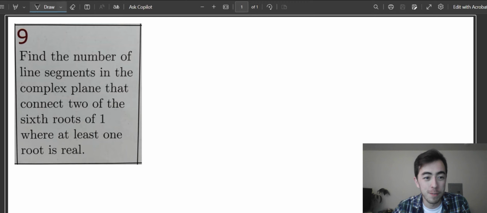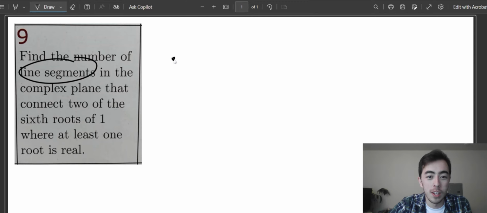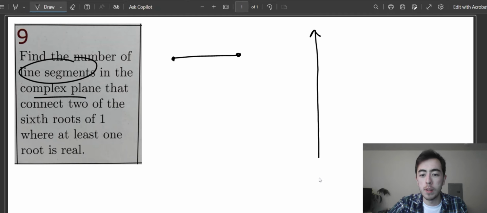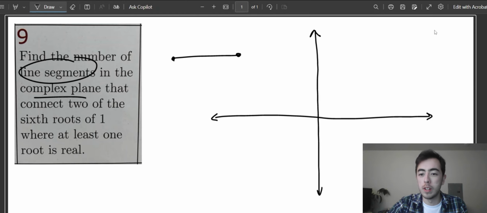Okay, a lot of vocab. Hopefully line segments are not too tricky. That's just a straight line that has end caps. Complex plane. This is like your standard XY plane, except instead of X and Y, we're going to represent different kinds of numbers on the plane, where there is a real part.